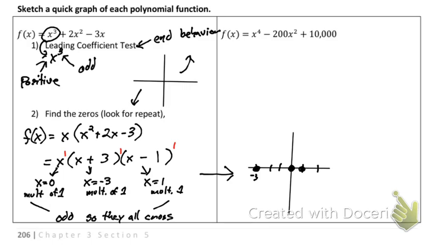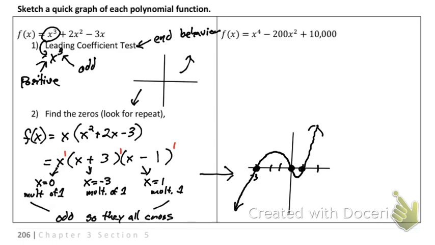All right, we start low. And it says we're going to cross at each one of these. So I'm going to cross through negative 3. The graph is drawn to our next 0, which it has to cross. And it has to cross at the last one and end high.